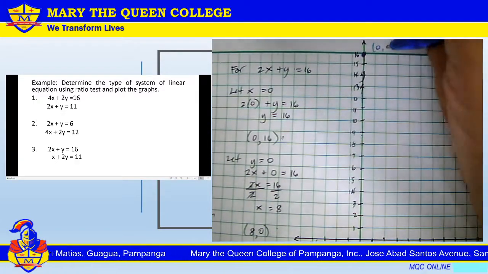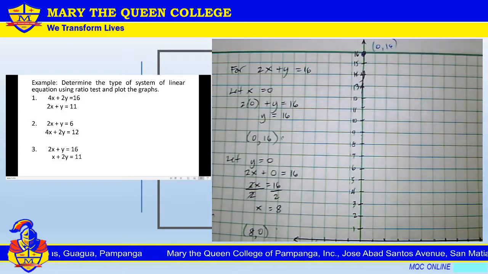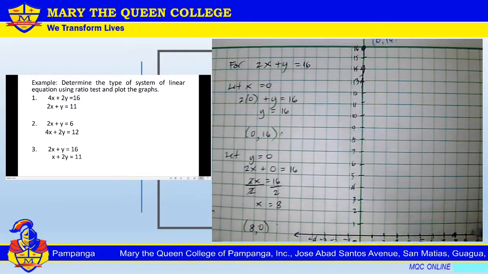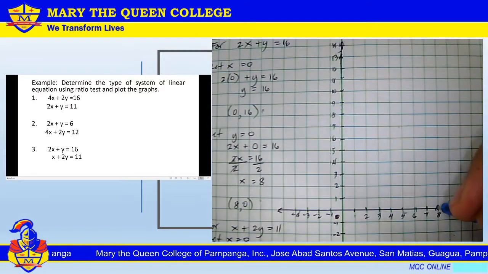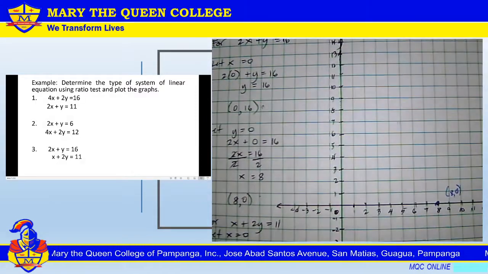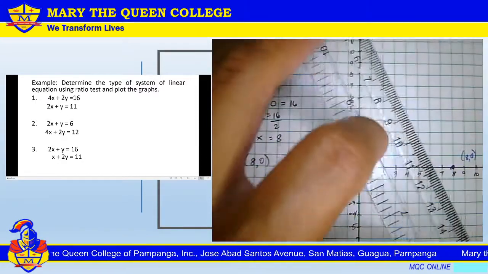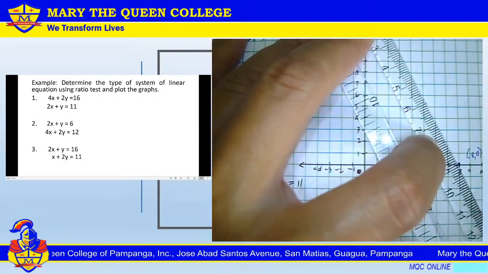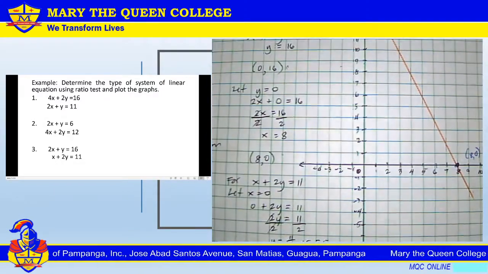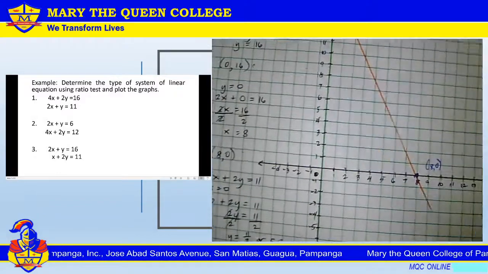We have (0, positive 16). Then (8, 0). It is here. So this is (8, 0). Then connecting this set of points. Okay. So we have this.